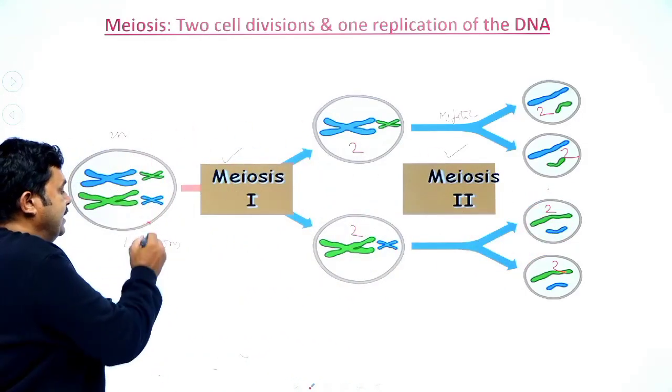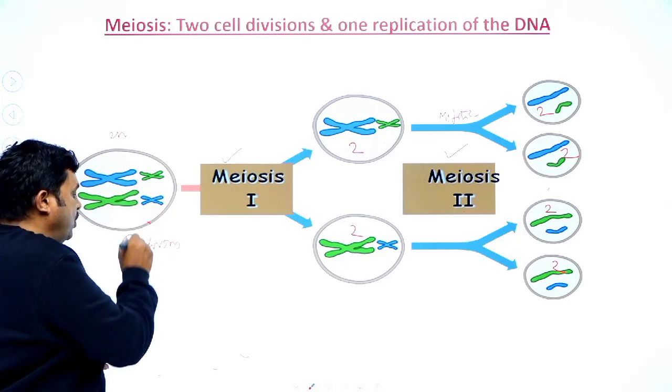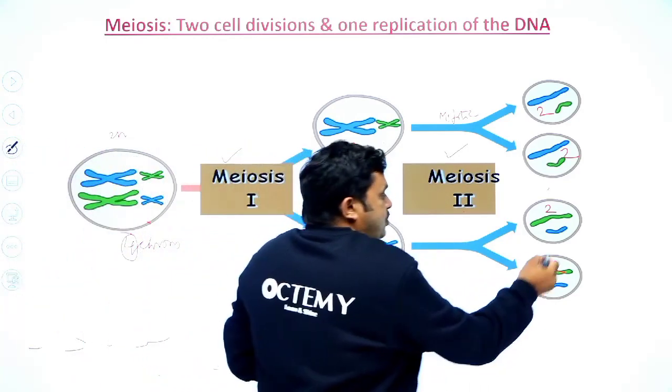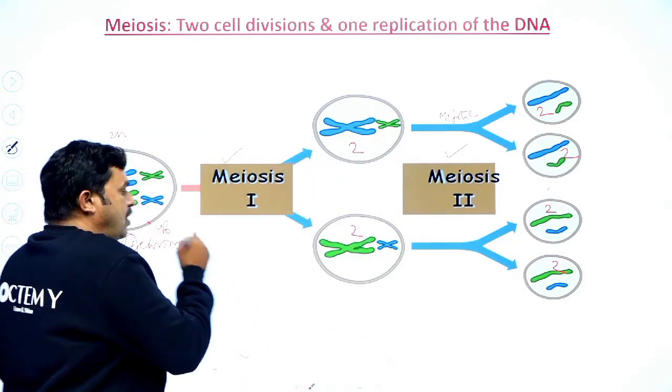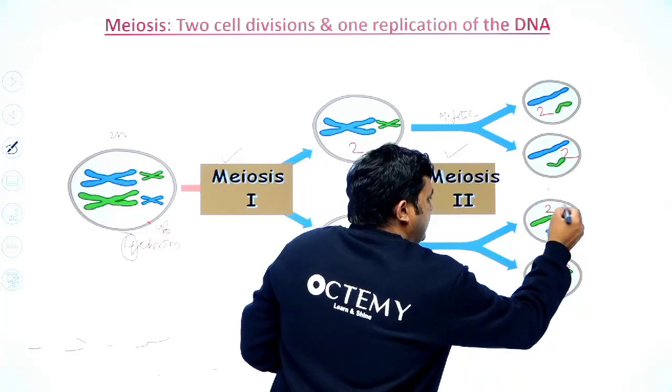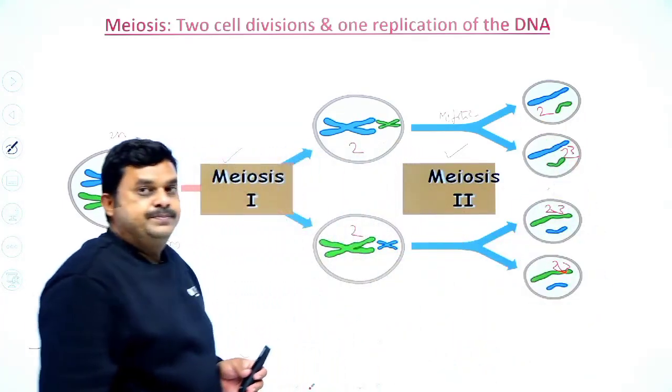What about the mother cell and gametes? Mother cell chromosome number is 4. Daughter cells contain 2, 2, 2. In case it is 46, all daughter cells contain 23, 23, 23. These are the gametes containing half the number of chromosomes.